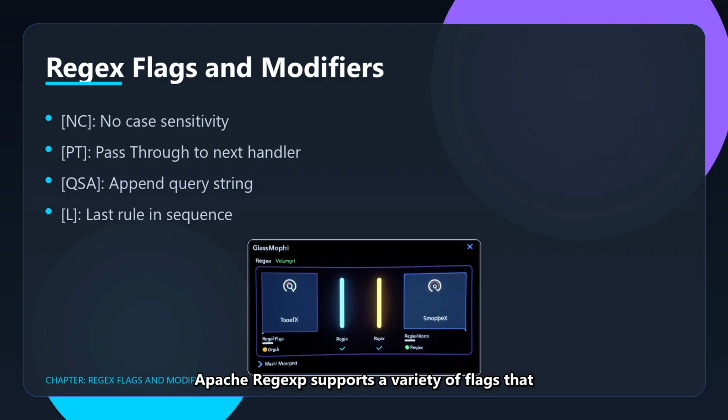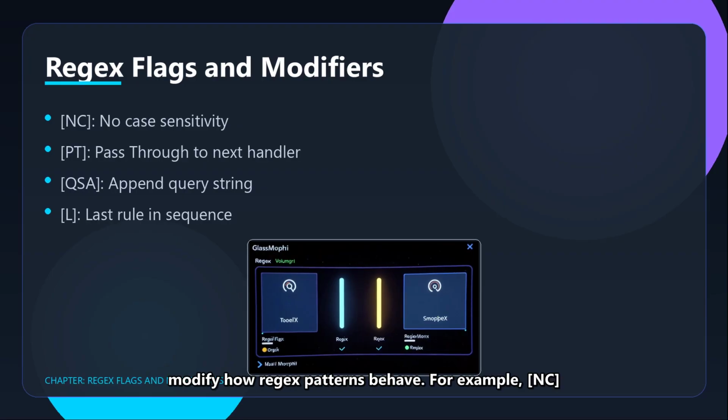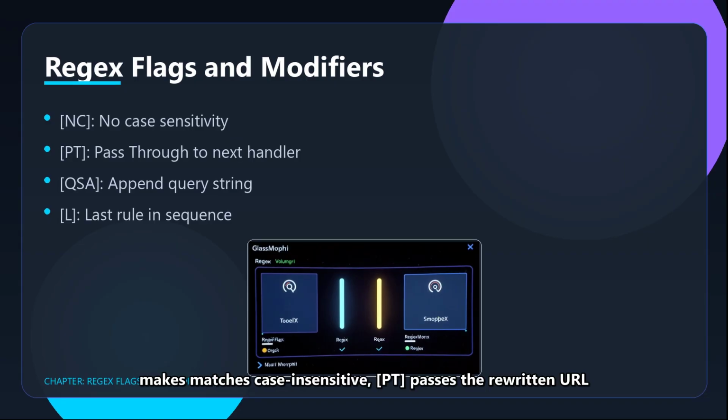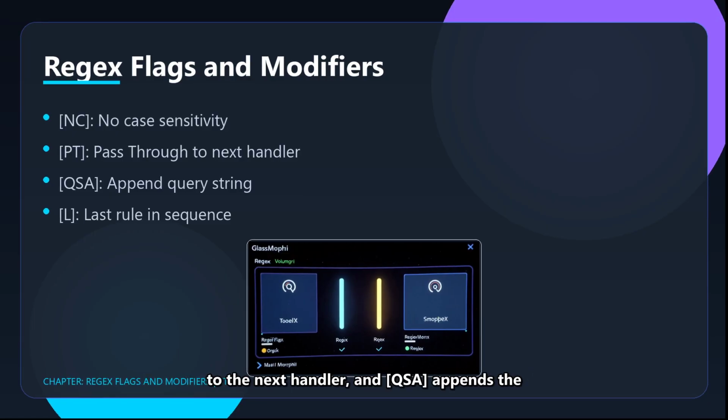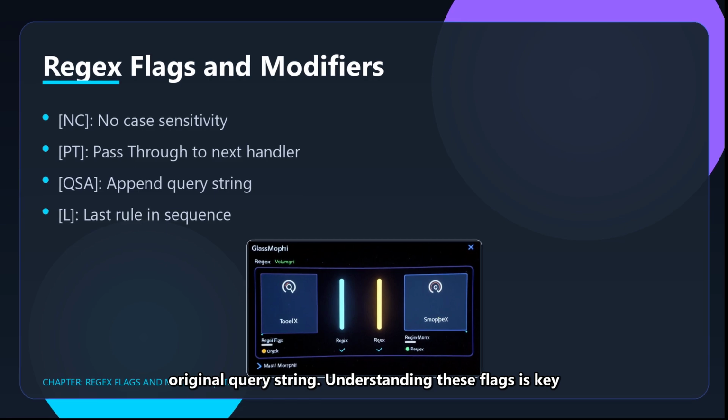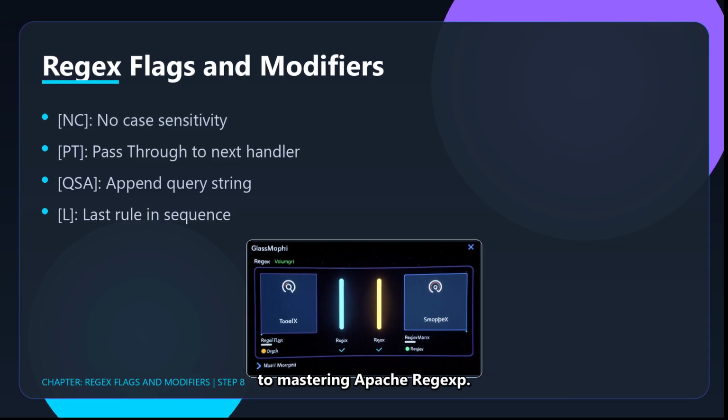Apache Regexp supports a variety of flags that modify how regex patterns behave. For example, NC makes matches case-insensitive, PT passes the rewritten URL to the next handler, and QSA appends the original query string. Understanding these flags is key to mastering Apache Regexp.